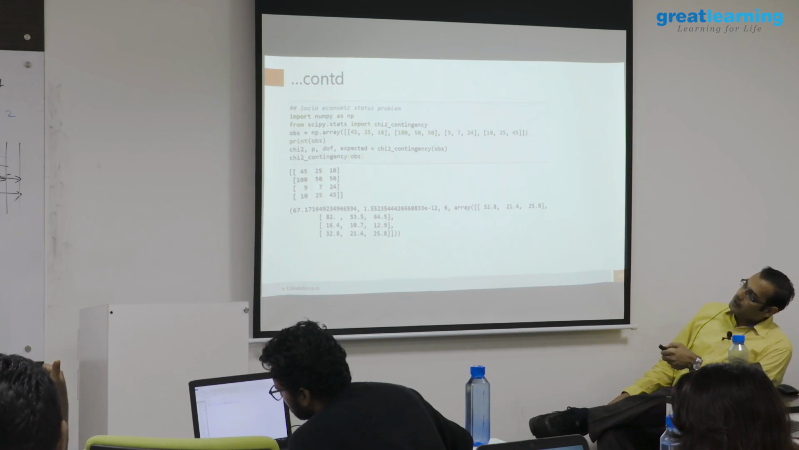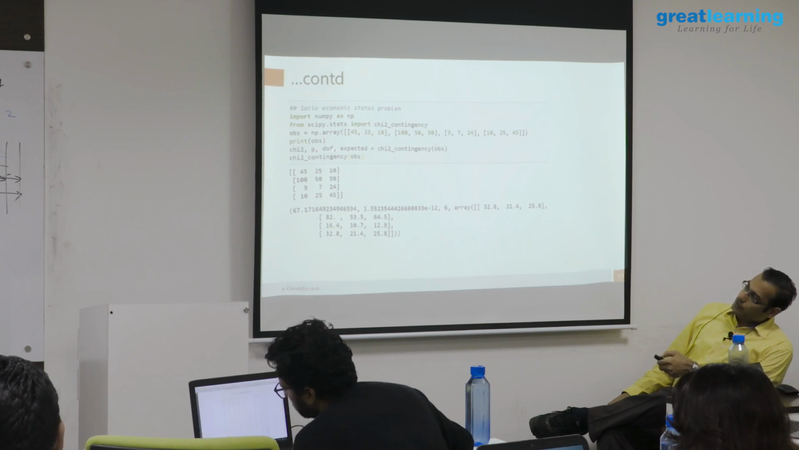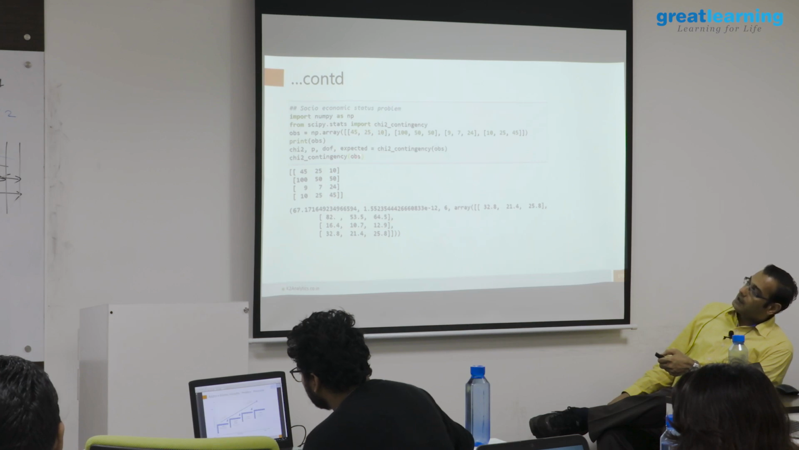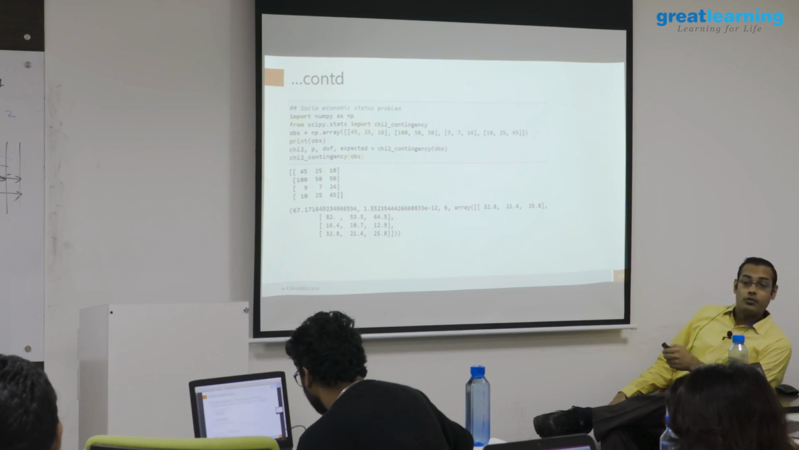NP chi-square contingency. I have to put this in a contingency format. I compute from the formula. I compute the chi-square. I compute the p. I compute the degree of freedom. I compute the expected frequency matrix. I get all of those outputs. Okay. How to do in Python?